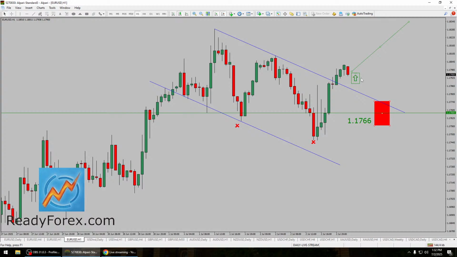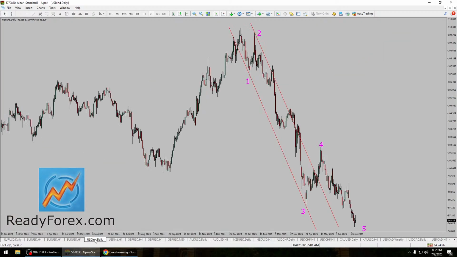Now if market really wants to drop, we should get a bearish candlestick close below 1.1766 level, but not just one candlestick. We should get even further bearish candlestick closes. Okay, next let us take a look at US dollar index.